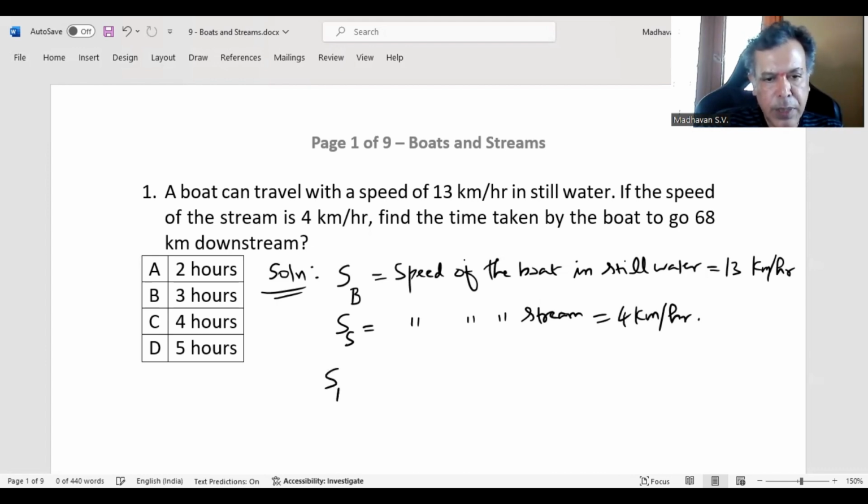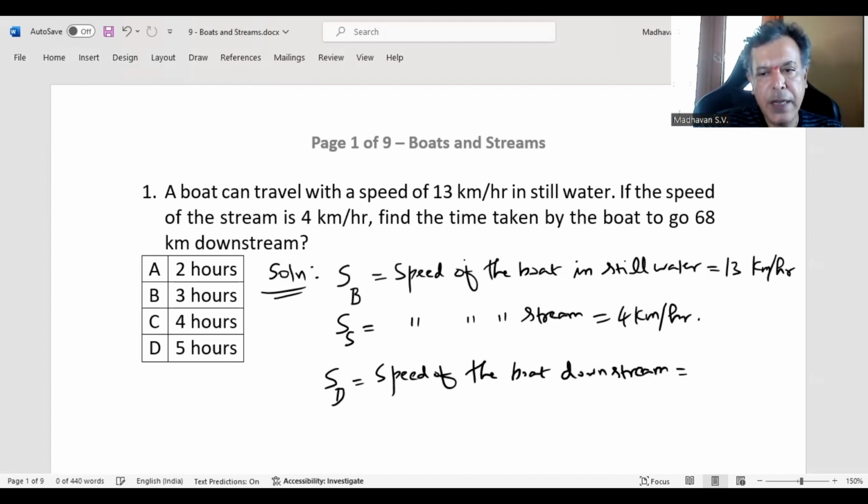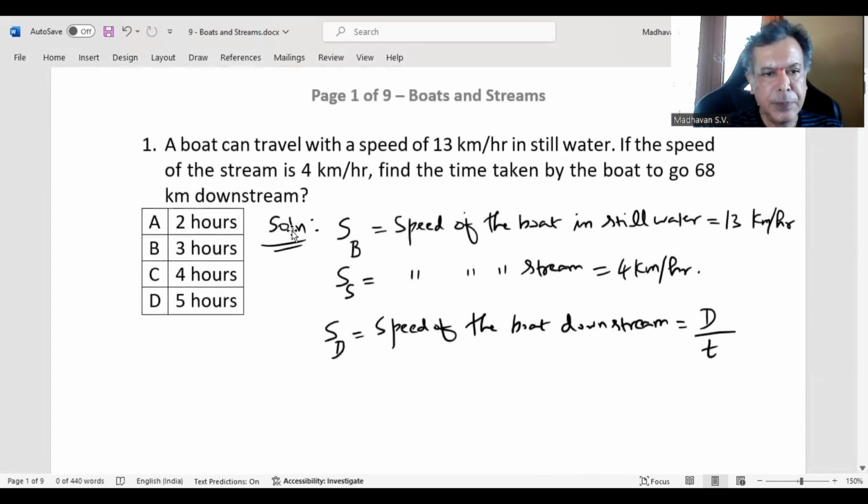So for 68 km downstream, S suffix D is our speed of the boat downstream. That is what we have to find. Speed is nothing but distance traveled by time taken. So here the distance traveled is 68 kilometers. Now let us consider the speed downstream.